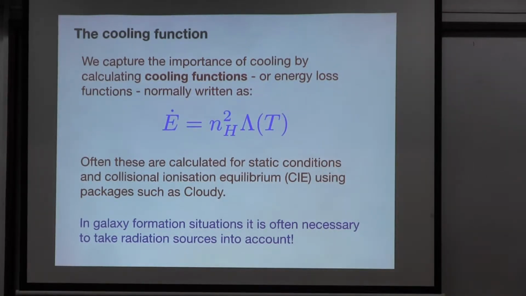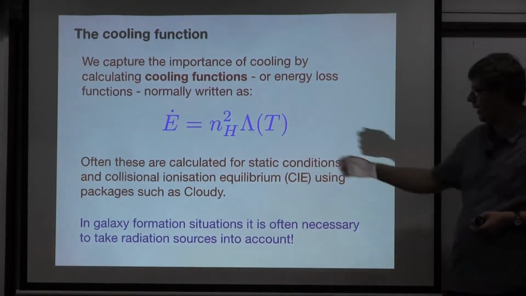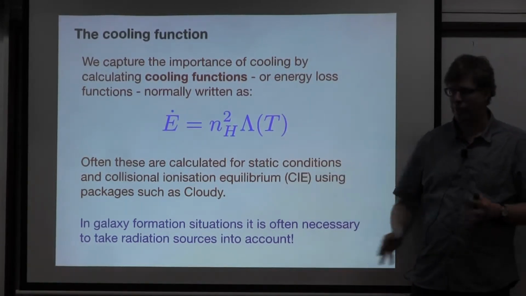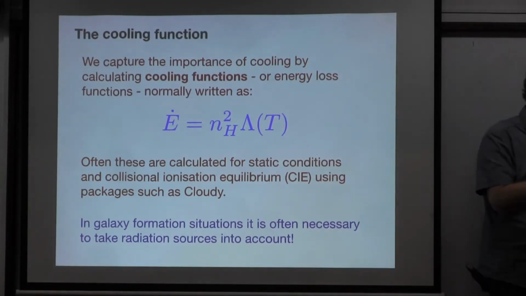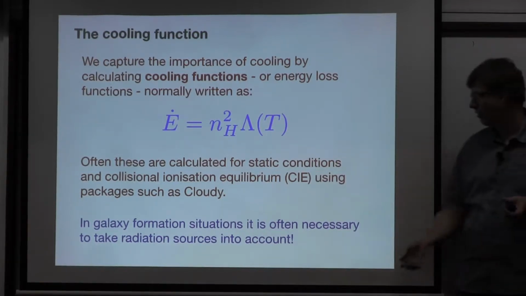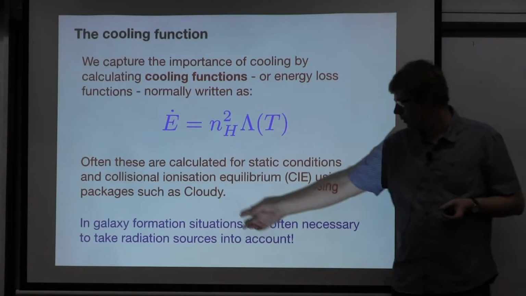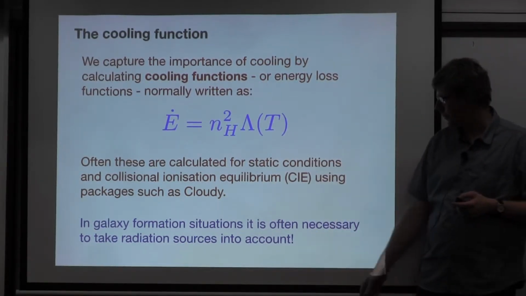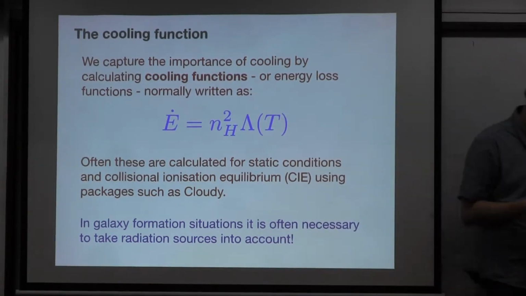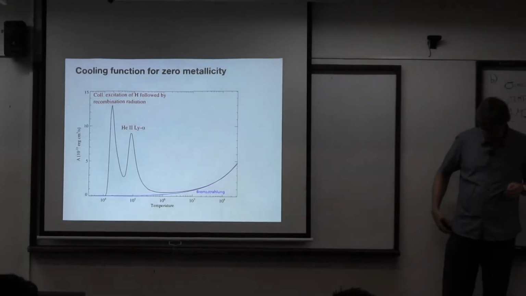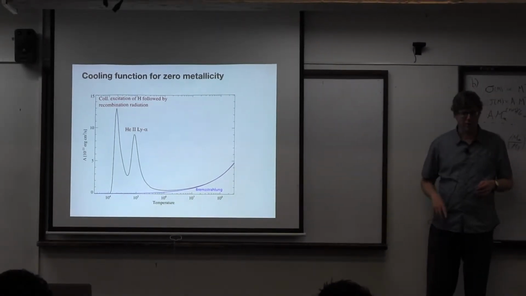Okay. So usually what people do is they calculate these cooling functions using some simple scenario. The most common thing is to assume the gas is static, there are no significant velocities in the gas, and that there is an equilibrium between collisions and ionization. So there's a collisional ionization equilibrium, and then you put that into a software package like Cloudy, and you get a cooling function out. That's not always sufficient for galaxies, but people use that simplicity sometimes. Okay, so this is what a cooling function looks like when you calculate it.